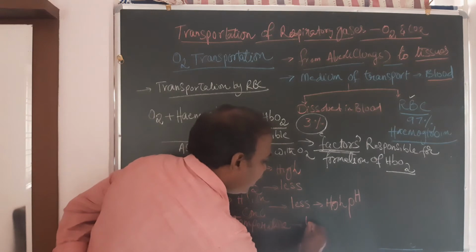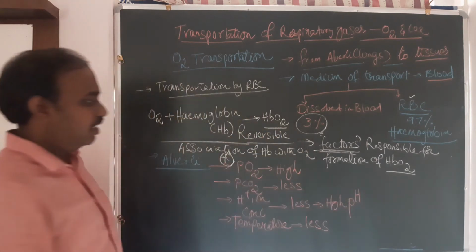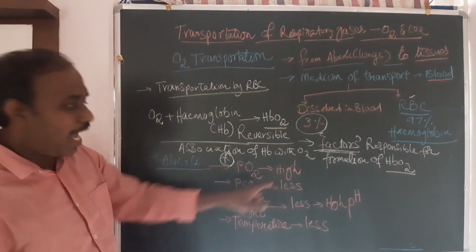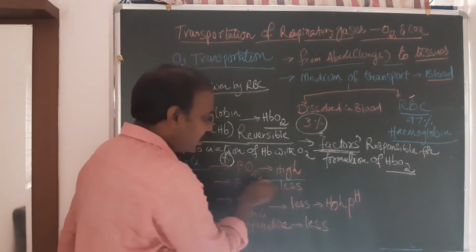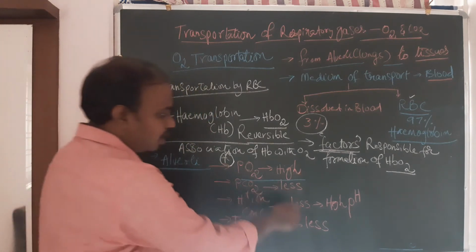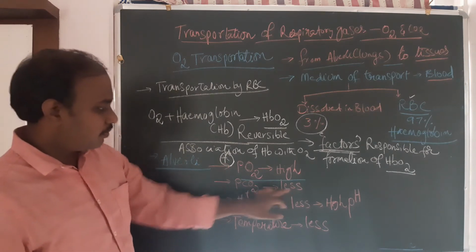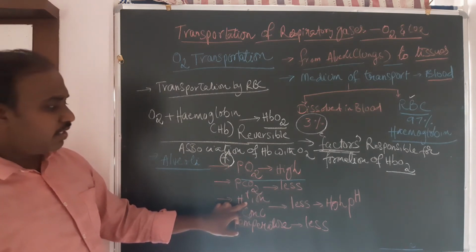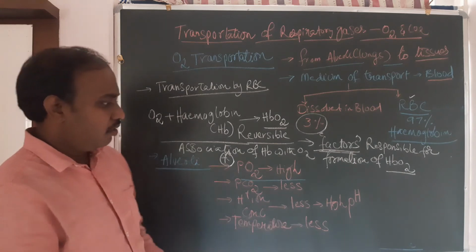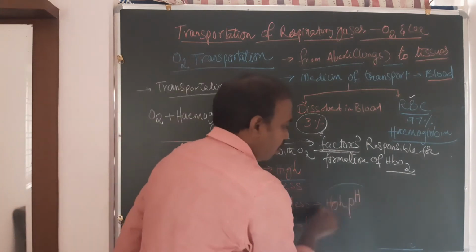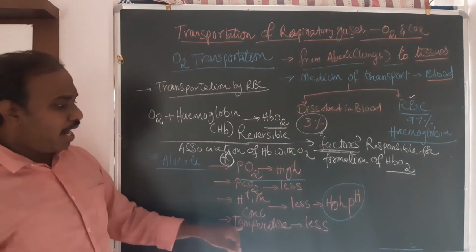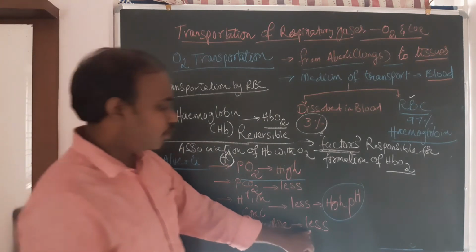It should also be less. You can easily remember, only one is in high proportion or high concentration. Remaining all these three should be very less. The PCO2 should be less. H plus ion concentration should be less, which in conversion you will have high pH, and temperature should also be less.